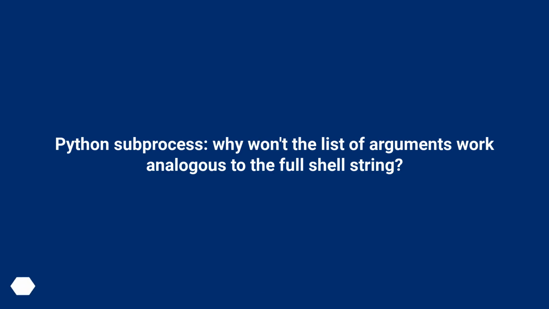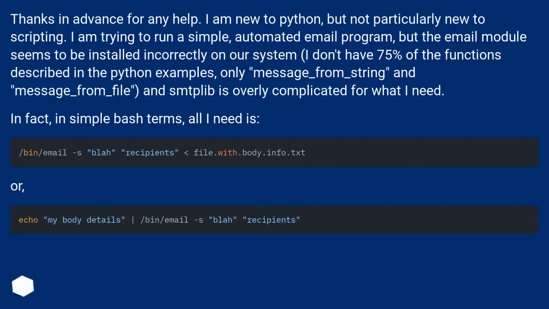Python subprocess. Why won't the list of arguments work analogous to the full shell string? Thanks in advance for any help. I am new to Python, but not particularly new to scripting.